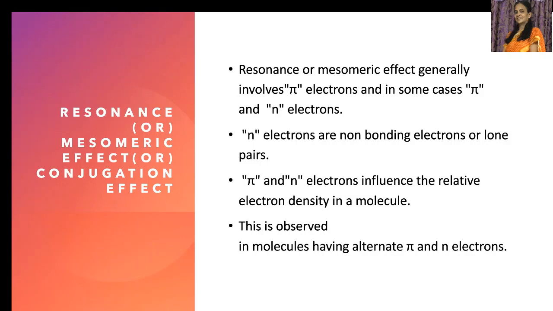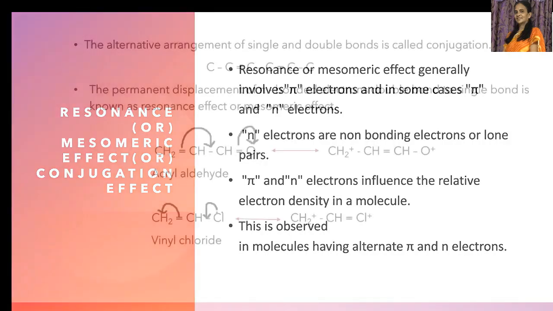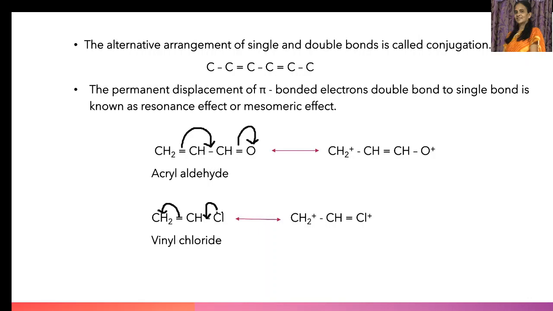So, pi and n electrons influence the relative electron density in a molecule. This is observed in molecules having alternate pi and n electrons. The alternate arrangement of single and double bonds is called conjugation.